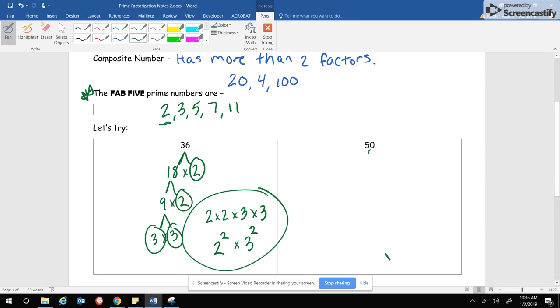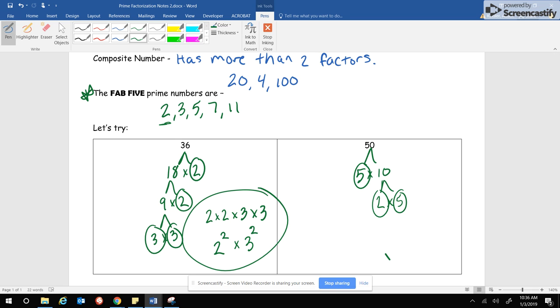All right, I'm going to do one more with you. I'm going to start my tree. I'm trying to figure out the prime factorization of 50. There's several different ones I could do on this. I'm going to do 5 times 10. It doesn't matter what numbers you pick as long as they multiply to 50. 5 is a part of our Fab 5, so I'm going to circle it. And I'm going to keep going with the 10. And to get 10, I can do 2 times 5. And those are both on the Fab 5, they're both prime numbers, so I'm going to circle them.